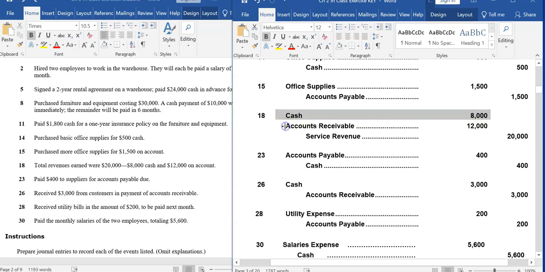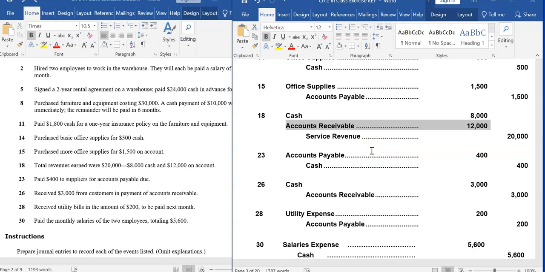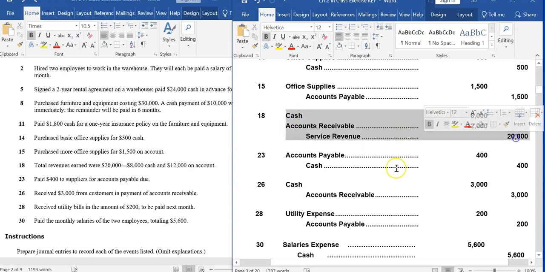The other $12,000 of revenues earned that haven't yet been paid means the services were provided to customers on account. The customers now owe us $12,000. We will record an increase to our asset, accounts receivable. This shows that customers now owe us an additional $12,000. Let me point something out here. This is another key concept. Notice that we recorded the revenues when they were earned, regardless of whether we were paid right away or whether we will be paid later. Record revenues at the time they are earned.